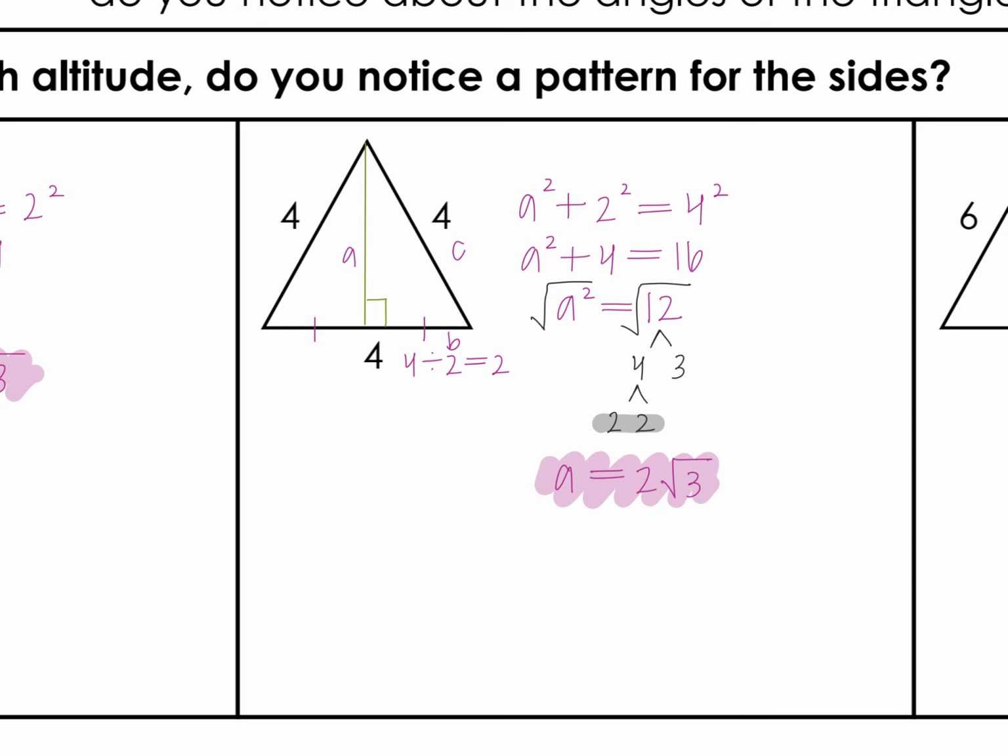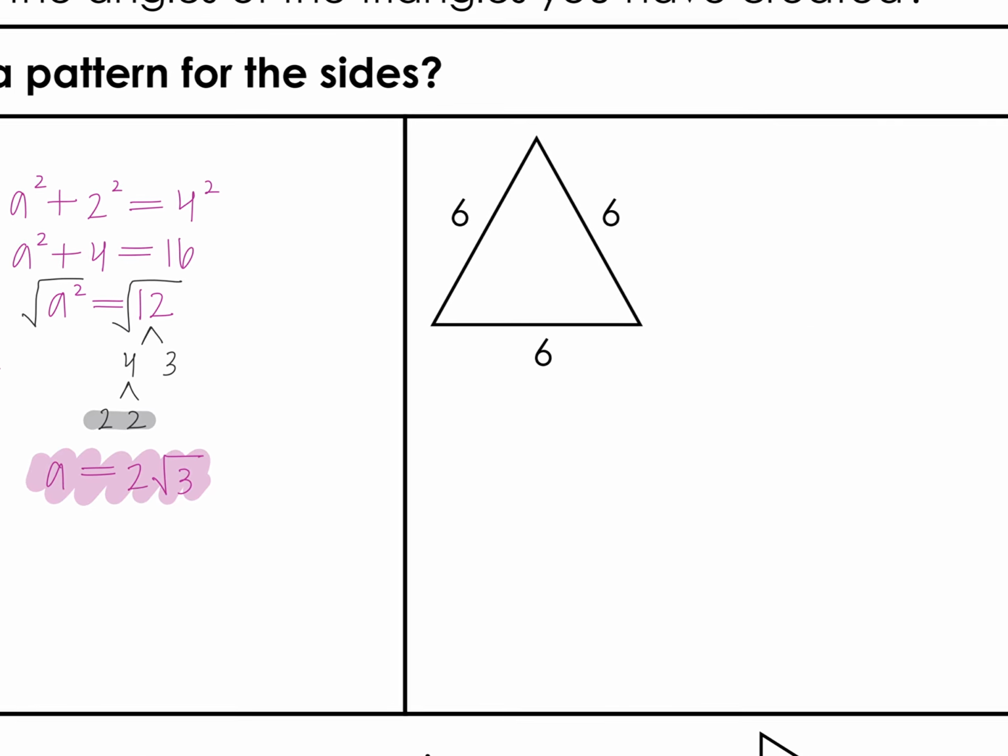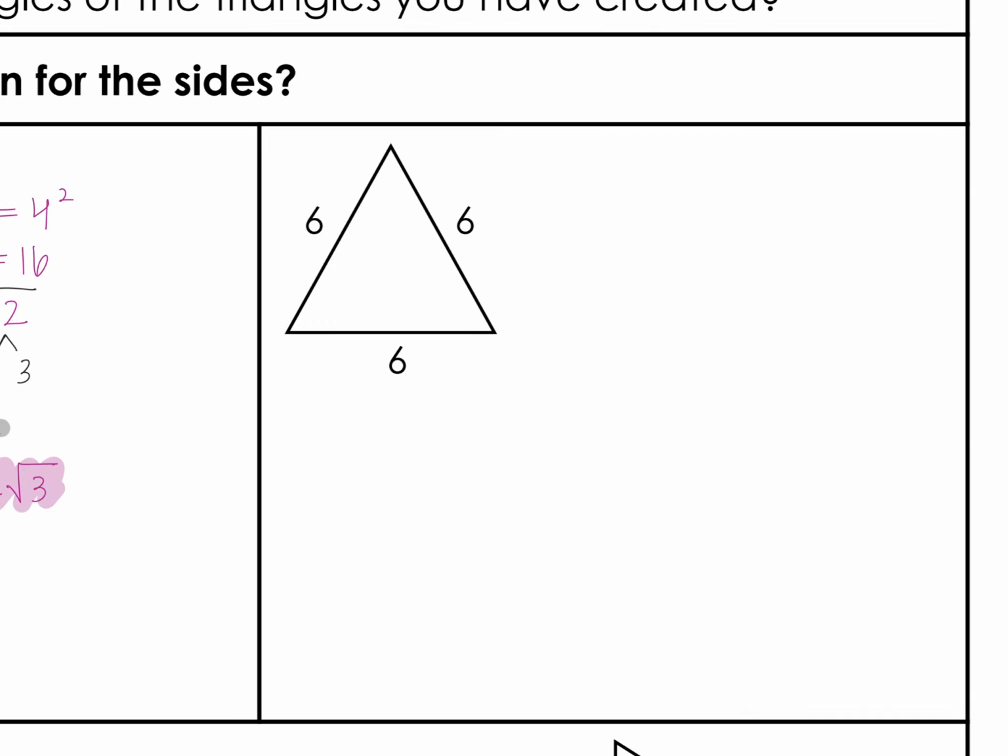Okay, now let's move into the last one, just to make sure if you've already seen a pattern that we are continuing with that pattern. So I'm going to draw my altitude here. Okay, and so once again, it is going to bisect this side here. So we're going to get that 6 divided by 2 gives me a length of 3. And so we'll use A, B, and C.